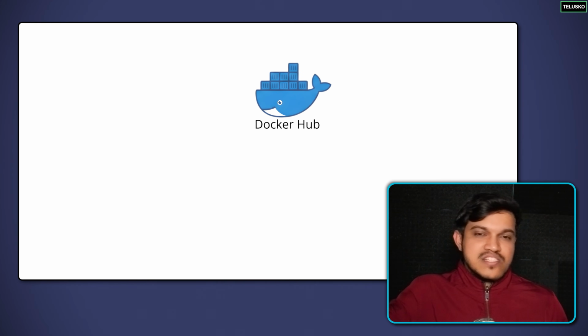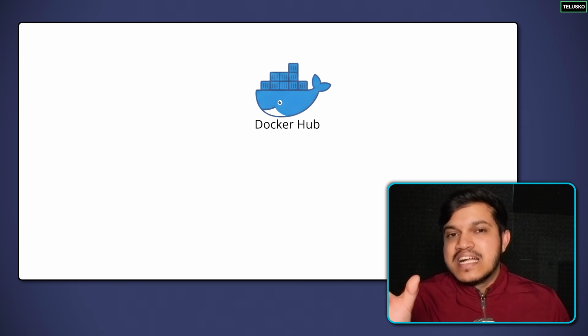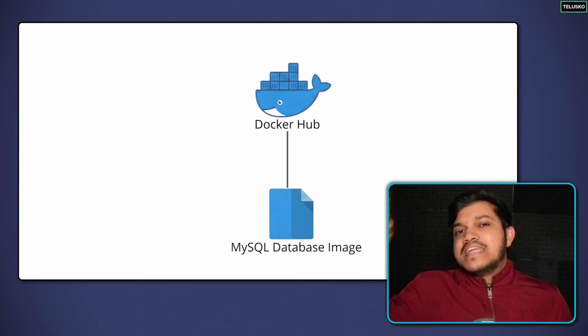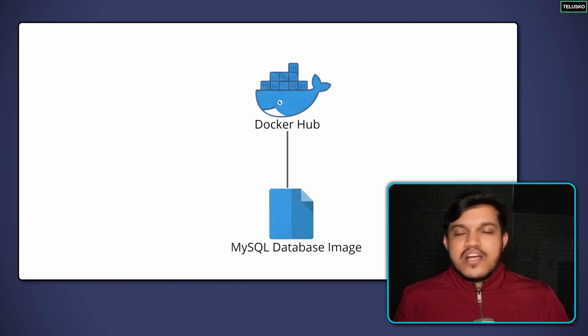And coming to the database which we are using here, MySQL, you can get that from the official Docker registry, which is Docker Hub, because it is public. You can just pull that image and run it inside the containers. The image of the database which we are going to use can be obtained from the internet using Docker Hub.